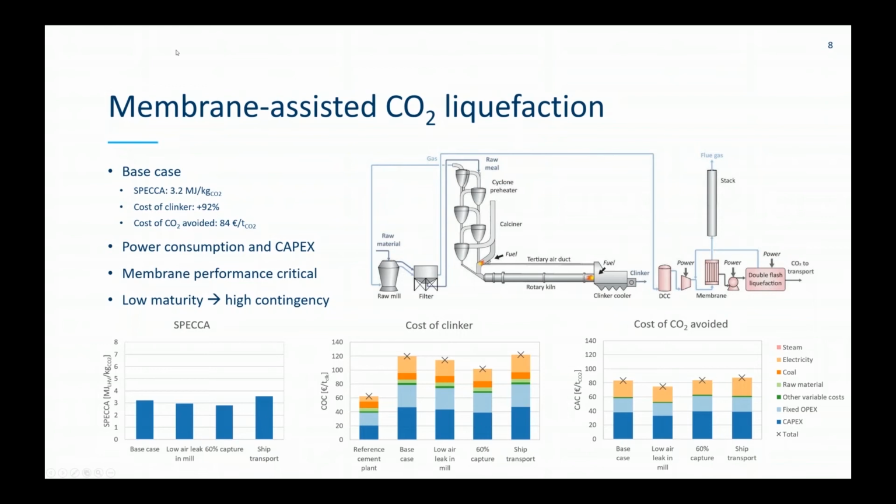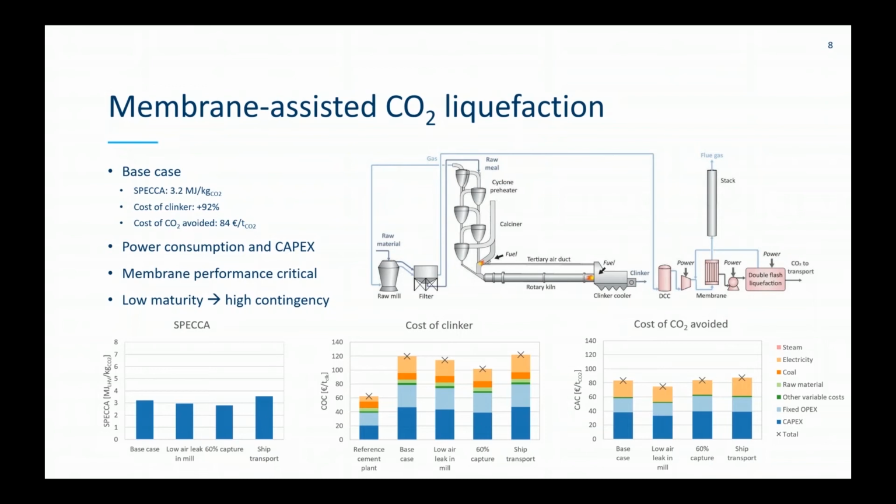Looking at the base case numbers here to the left, we see that the SPECA was calculated to be 3.2 megajoule per kilogram CO2. Cost of clinker increased by 92%, and the cost of CO2 avoided was calculated to be 84 euros per ton CO2. For this technology, it is mainly the electricity consumption and high capital cost. We can see that especially here in the cost of CO2 avoided, these are the factors that contribute most heavily to the total cost.